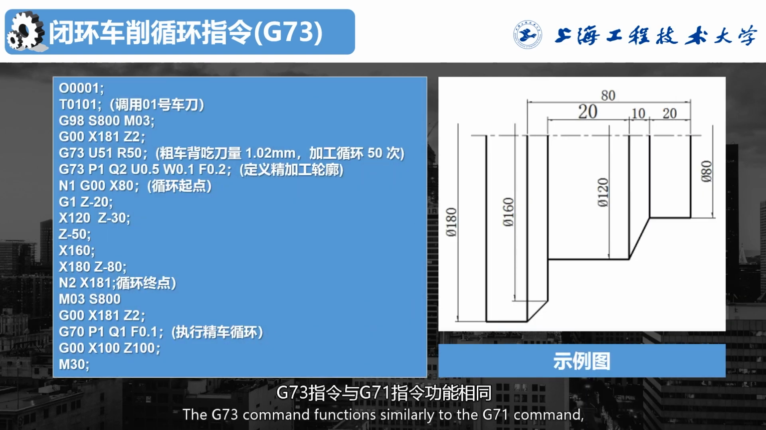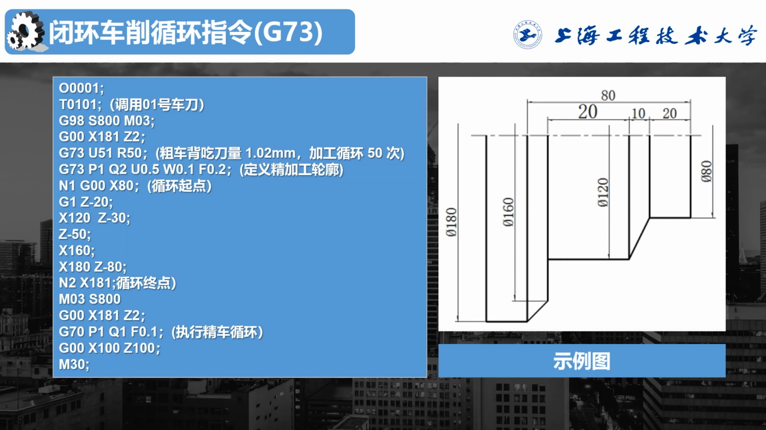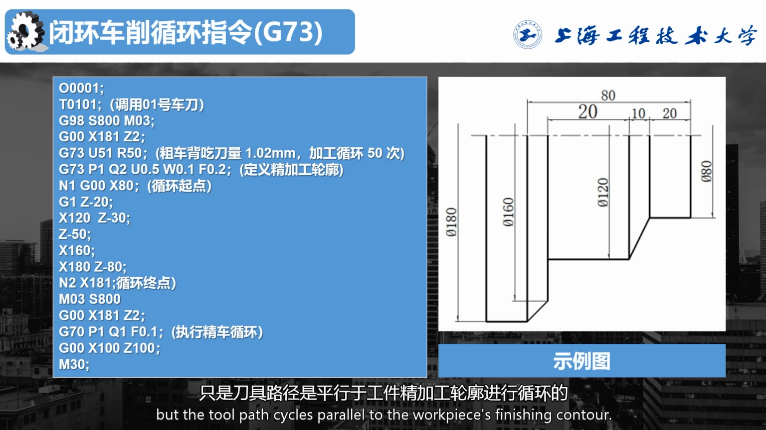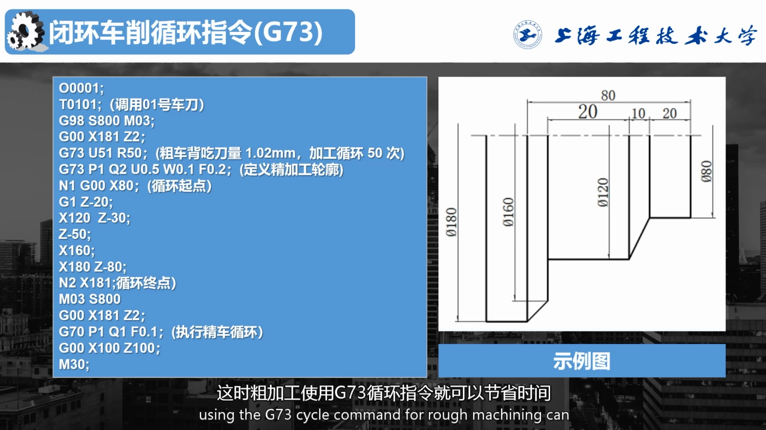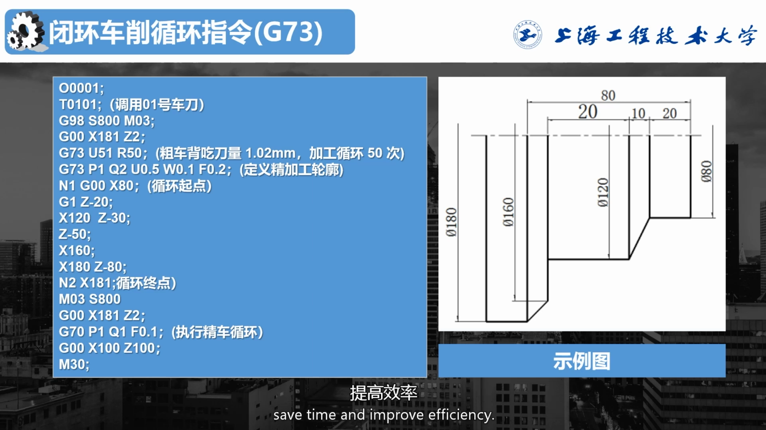The G73 command functions similarly to the G71 command, but the tool path cycles parallel to the workpiece's finishing contour. At the end of the machining cycle, the tool returns to the cycle start point. When the blank already has a simple part profile, using the G73 cycle command for rough machining can save time and improve efficiency.